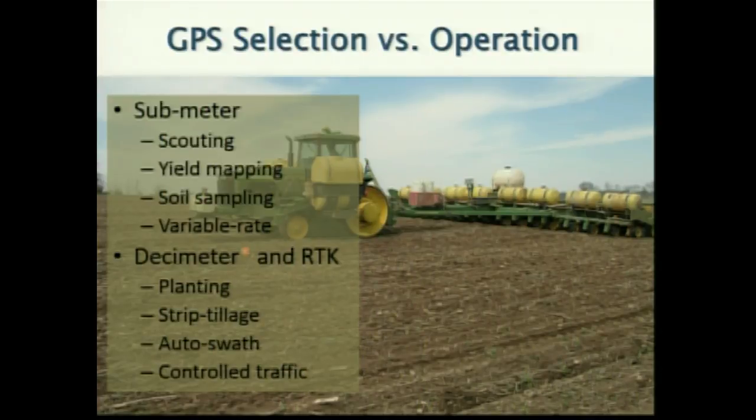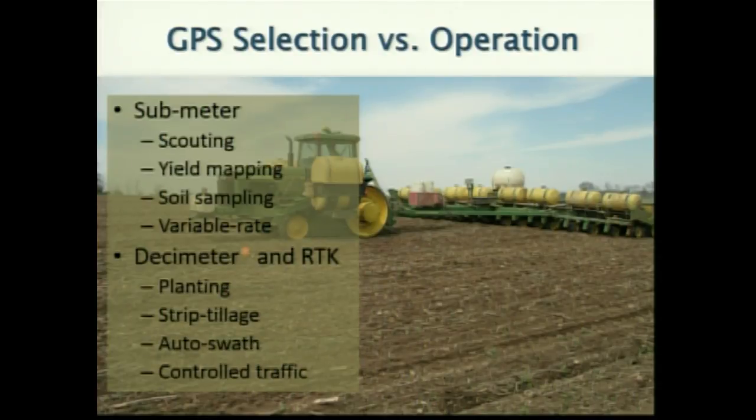If you just want to go out and do some scouting, yield mapping, soil sampling, maybe even variable rate, you can get by with WAAS or some of those sub-meter type correction services that I mentioned. If we're really going to get serious on planters, some people say an OmniSTAR HP or SF2 would work in some cases, but if we're really going to be serious about managing our planters, RTK is what we're recommending.